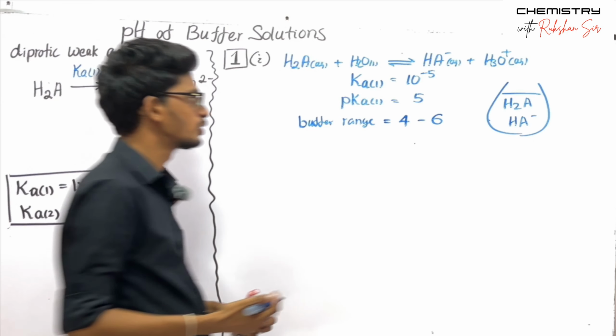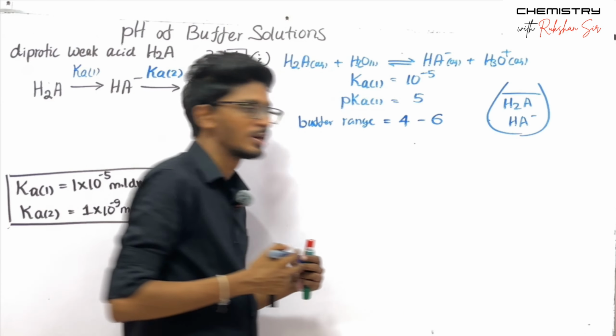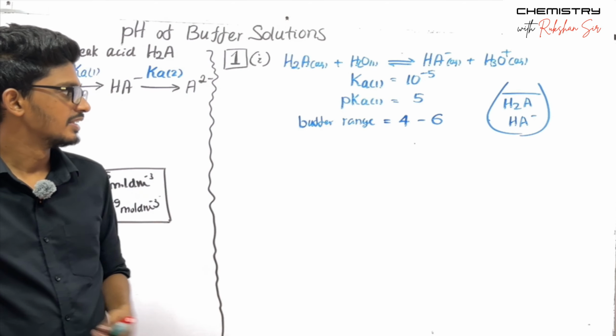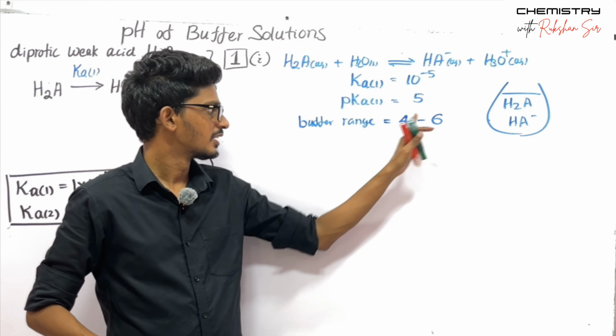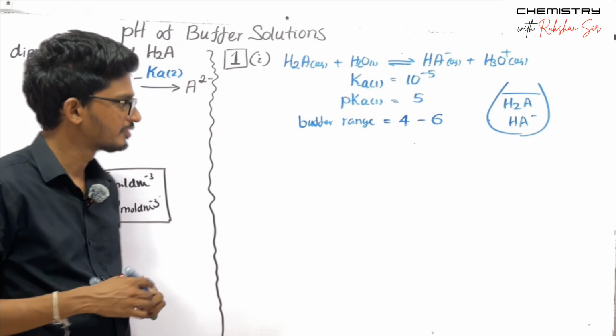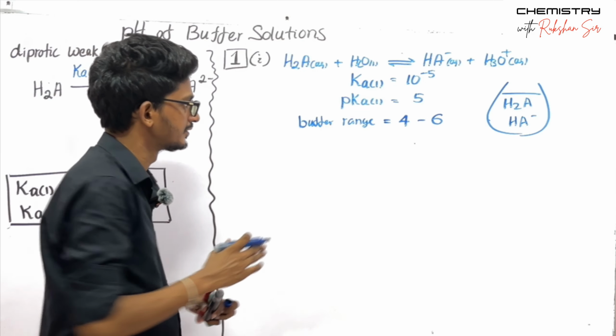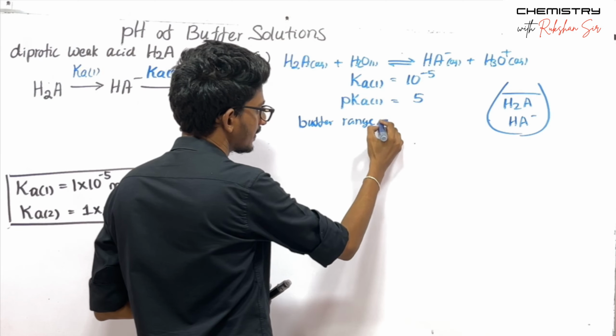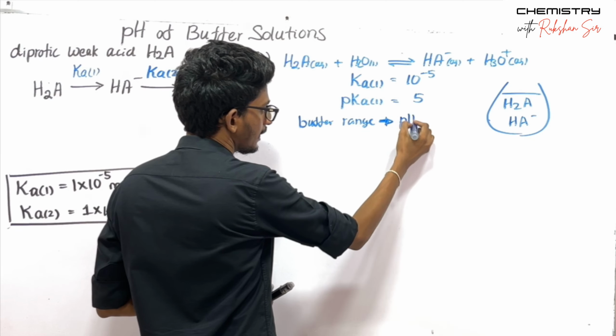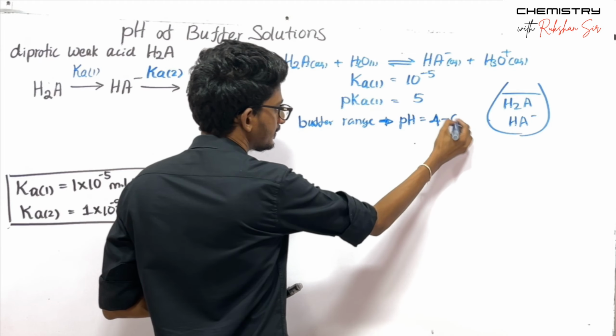So with the use of H2A and HA minus, you can prepare buffer solutions in the range of pH 4 to 6. So the buffer range is pH 4 to 6.